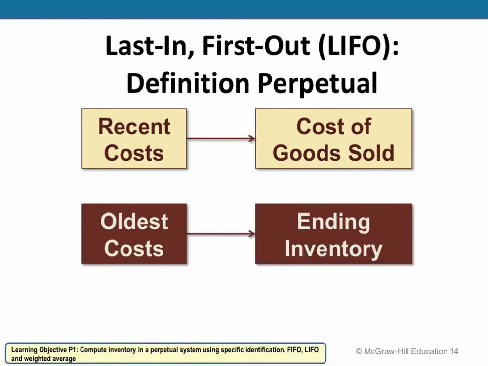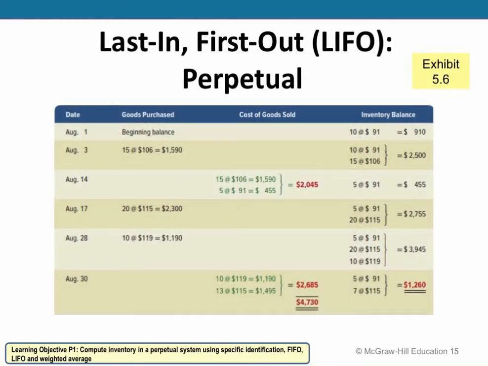Last in, first out is going to do just the opposite for ordering. It's going to look at the most recent cost for cost of goods sold and the oldest cost for ending inventory. So for the August 14th purchase, we're going to look at the 20 items sold. Here, we're going to use all 15 of the $106 items. That's going to get included in cost of goods sold, and only 5 of those 10 from the $91.